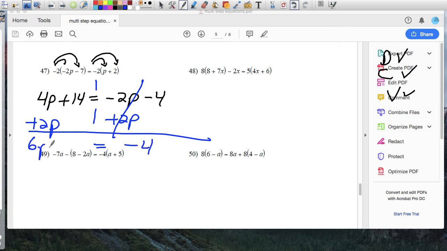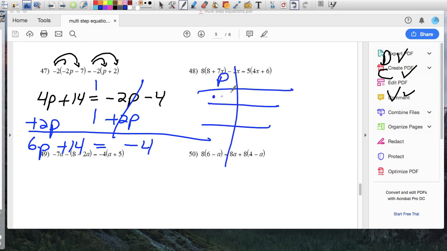On this side I get 6p plus 14, which I now can make a little story. I have my variable p, which is being multiplied by 6, add 14, gives me -4. Going backwards, I have to do -14 and then divide by 6. What's wrong here? -4 and -14 is -18. -18 divided by 6 will give me -3.